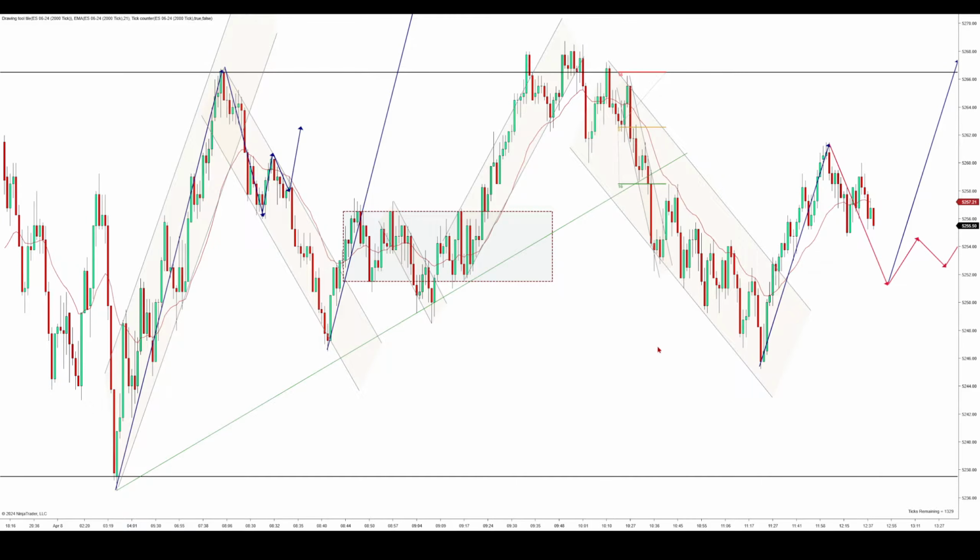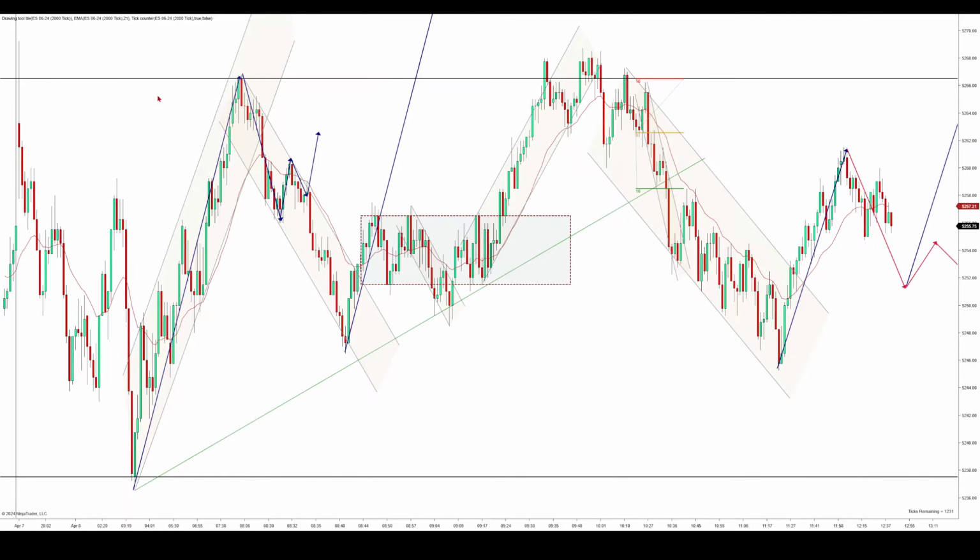Hi everyone, this is the E-mini S&P 500 futures. I'm using a 2000 tick chart and a 21 EMA. I've got my overnight high up here and the overnight low down here. These are our key levels for the day.